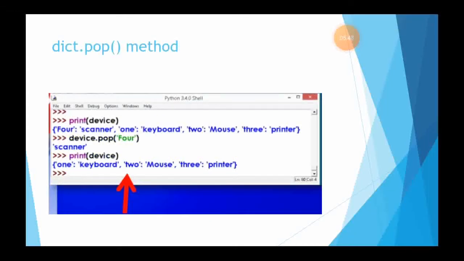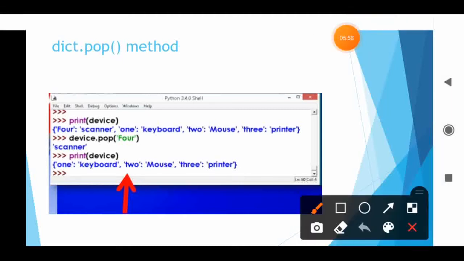The next one is the dictionary name dot pop method. Here the dictionary name is device. These are all the keys and values present in the dictionary device. The next thing is device dot pop, with the key 4.